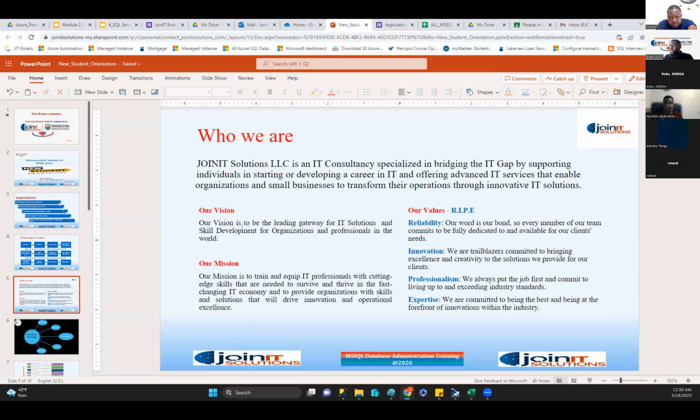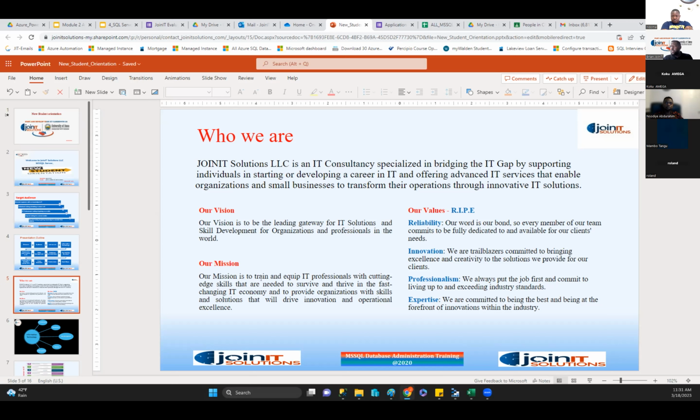We have a vision to be a leading gateway for IT solutions and skill development for organizations and professionals. That is where we want to go. And how do we become that leading gateway? It's through initiatives like this. Many of the students we have trained are working as database administrators, spreading all over. We have DBAs in Africa, Europe, Canada, and everywhere. That is why we have a lot of people coming from different geographical locations. We are actually infiltrating all these areas because we have this vision. We want to be that leading gateway, right? And this is our driving factor.